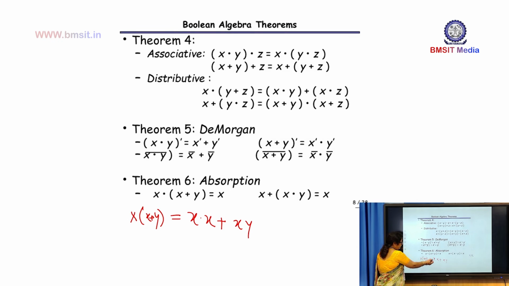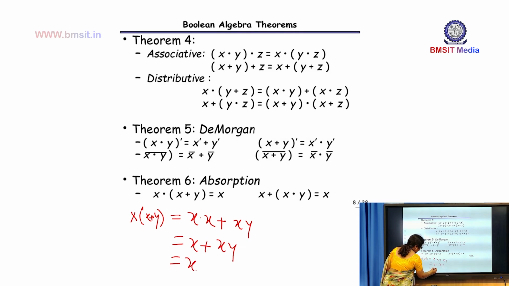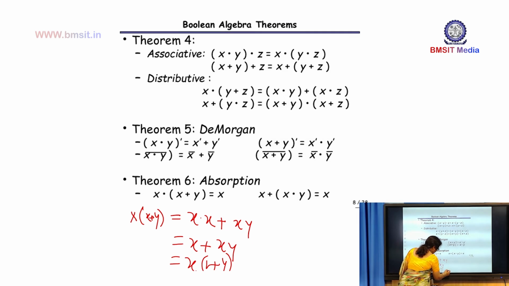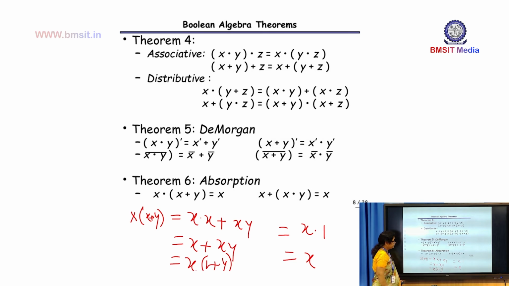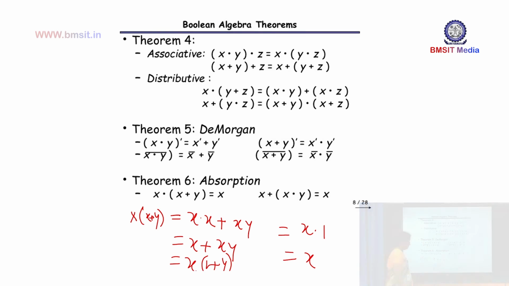Using the distributive law, we can write this as x into x plus x into y, but x into x is x itself, which I have already shown you. So, x plus xy. Now take x common. We are left with 1 plus y inside, but 1 plus y is equal to 1. So this becomes x into 1, which is equal to x using the first identities of Boolean algebra. I hope these points are clear.